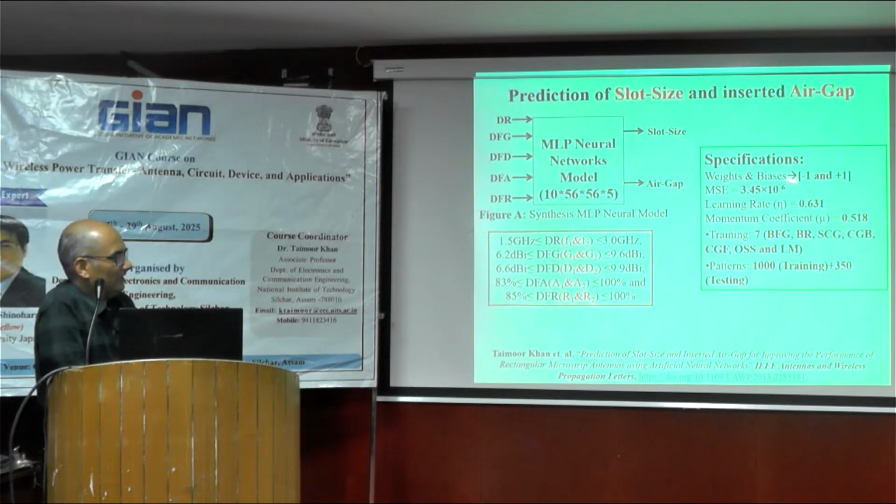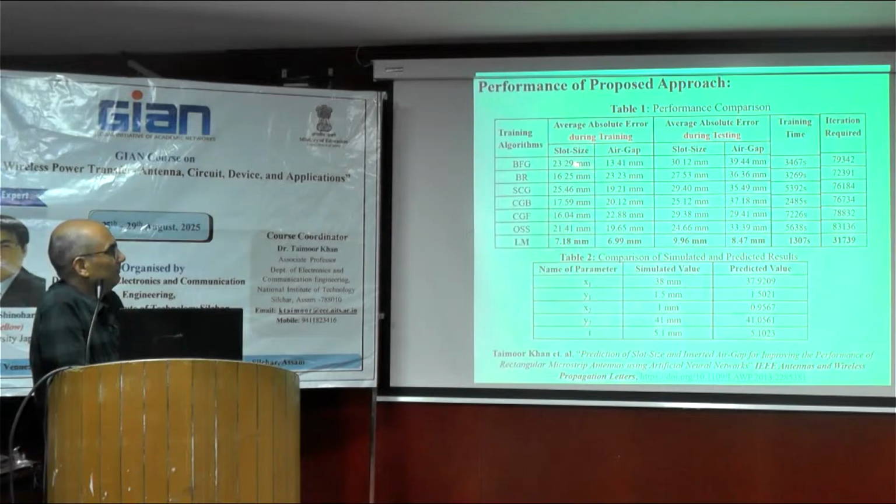Okay, then certain weights and biases that we have optimized between -1 and +1, mean square error, learning rate, momentum coefficient, algorithms, then 1000 plus patterns for training and 350 for testing. Coming to the performance, you can see here during training and during testing with the 7 different algorithms, the last one is giving the best performance in terms of error as well as training time and the number of iterations required.